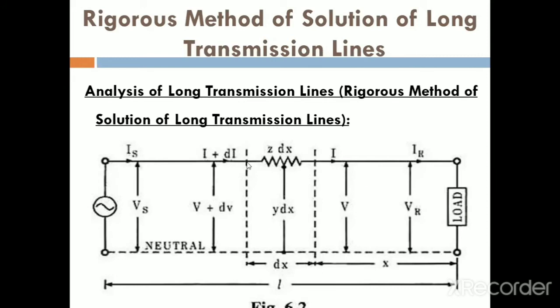This is the long transmission line diagram. In it we take the small length dx. This is the small length dx. In that small length dx we have the z parameter, and also the y parameter. This is the overall small length dx. First, take x meters distance from the receiving end side. Consider x meter distance from the receiving end side.